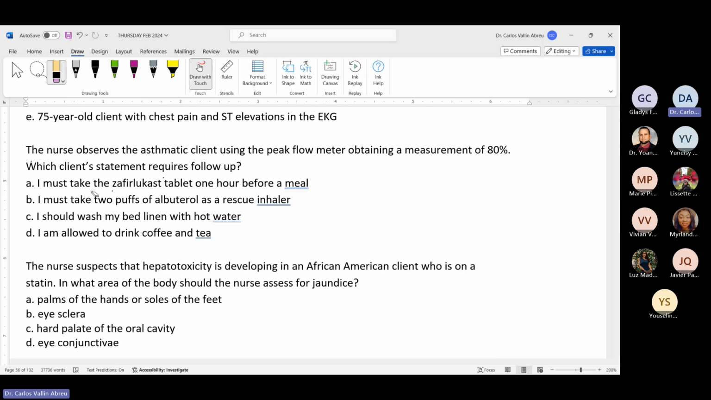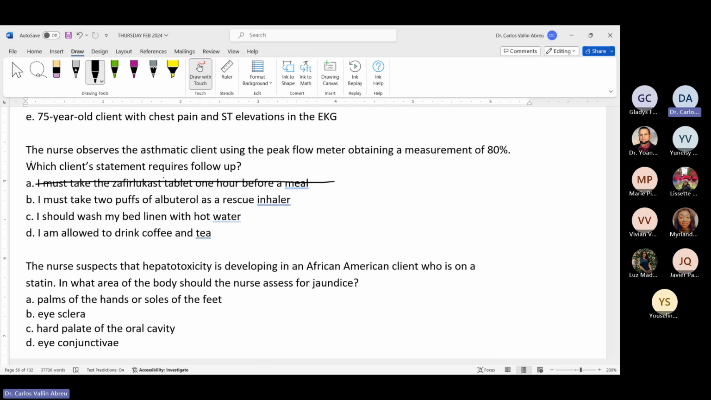Montelukast and this Zafirlukast have been on the NCLEX several times. It's a very commonly prescribed medication for respiratory inflammatory problems, and it is correct. So it doesn't require follow-up.